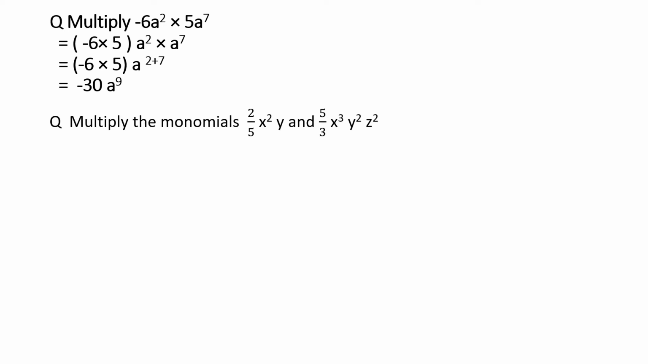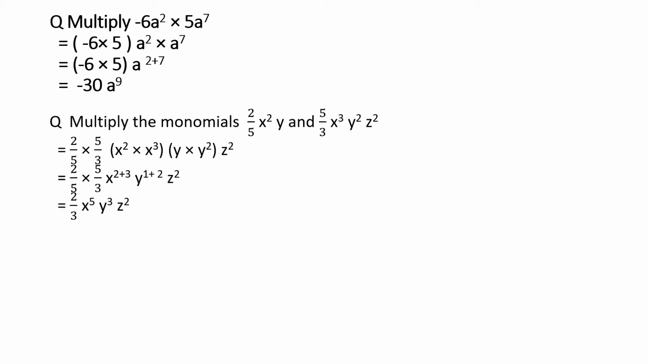The next example, multiply the following monomials. Again I am taking two monomials, 2 by 5 x square y and 5 by 3 x cube y square z square. The method is same. Multiply the numbers separately, 2 by 5 into 5 by 3, and then x raised to power 2 into x raised to power 3, y into y square, and z square is the only term, so it will be z square. Now 2 by 5 into 5 by 3, x raised to power 2 plus 3, again the bases are same, so exponents are going to add, 2 plus 3, y raised to power 1 plus 2, and then z raised to power 2.